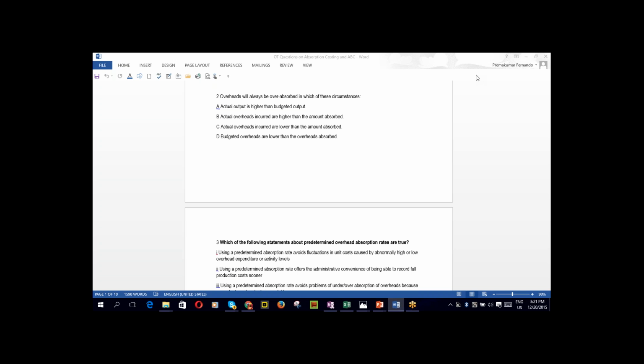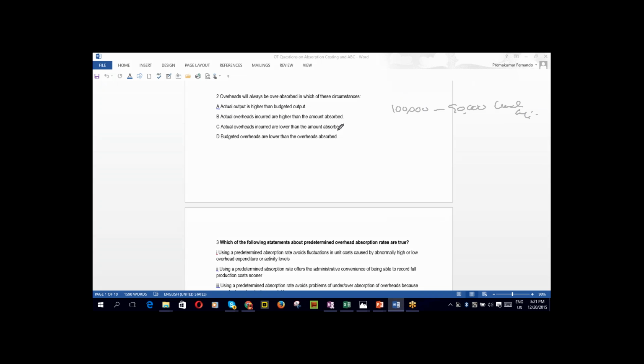Actual overheads incurred are higher. Actual overhead incurred is 100,000. Amount absorbed is 90,000. So that is an under absorption situation, because you have absorbed only 90, but you have incurred 100.